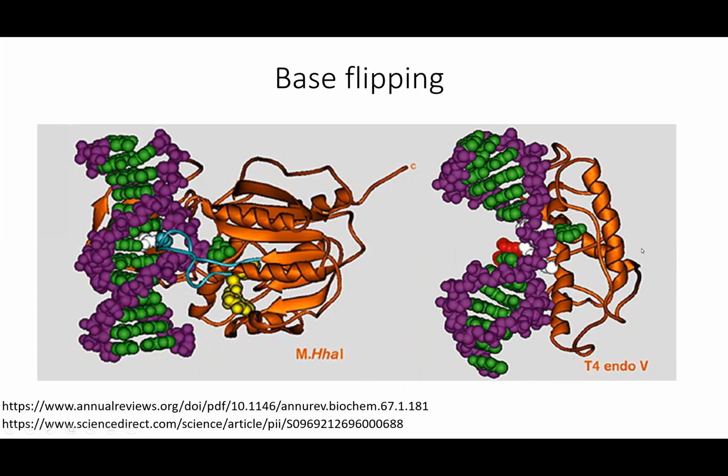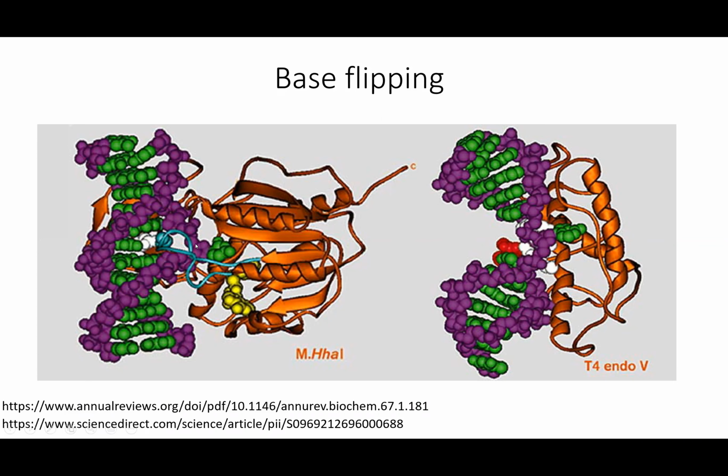So in this case, this is T4-endo-V. What this does is it repairs thymine dimers. And you could also have ones that remove uracil, like uracil DNA glycosylases. And what these do is they're needed to undergo base flipping because you have to gain access to this really narrow space. And so the only way to do that is to flip out a whole other base.